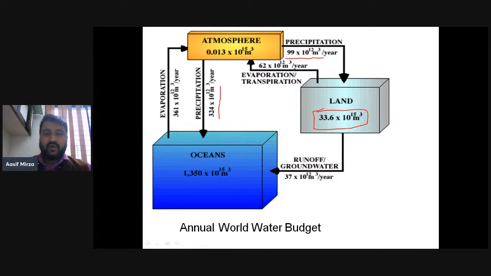Okay, so this is the annual world water budget through this graphical representation. This is a very clear picture of what amount of water is evaporated from the ocean, what amount of water is evaporated from land, and what amount of water is precipitated from the atmosphere into the ocean as well as on land.